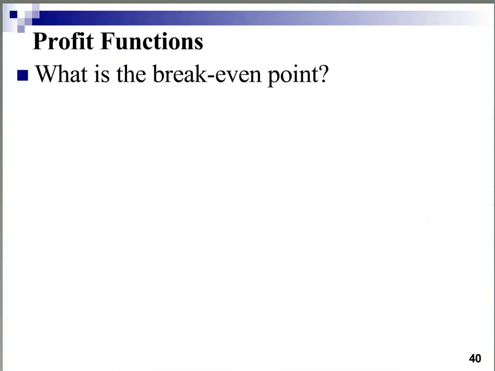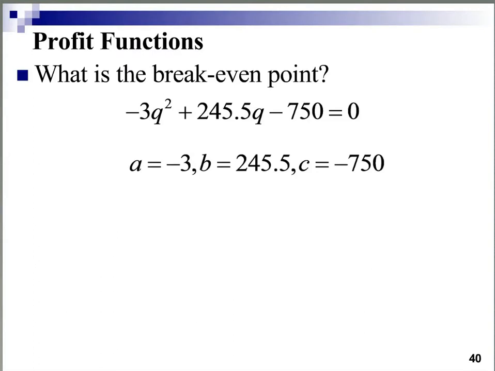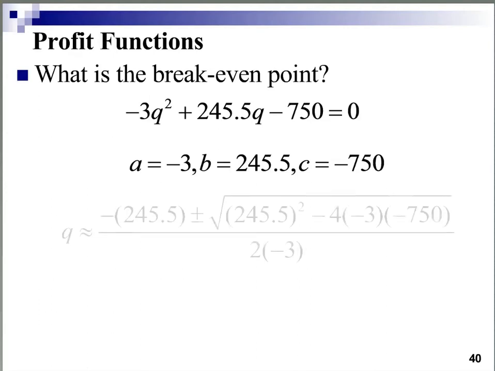So in this example, let's look at what is the break-even point. As we just said, we would set the profit equal to 0, and so I've done that here. I've set one side of the equation, the profit function, to 0. So it's really just the original profit function. We set it equal to 0. That means it's already in standard form, and so we can go ahead and apply the quadratic formula to it, taking A to be -3, B to be 245.5, and C being -750.